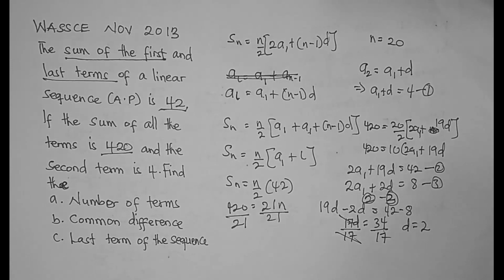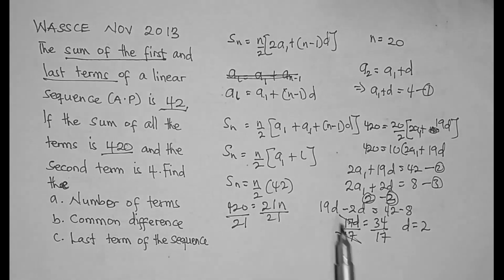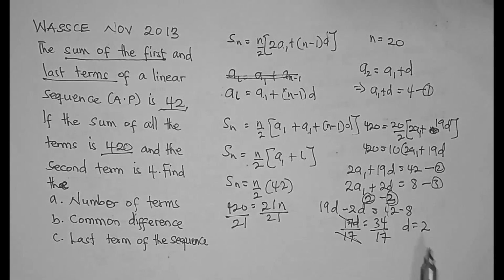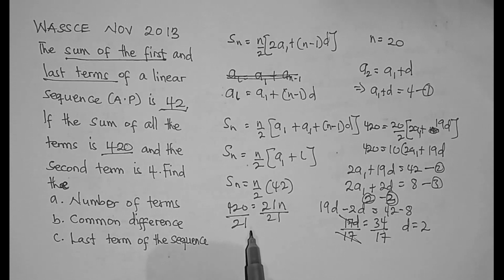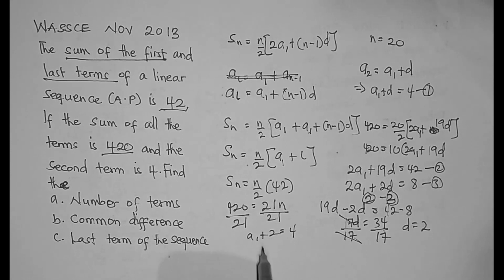Since we found the common difference, we can put the value of d into equation 1 and find a1. So a1 plus d, which is 2, is equal to 4. So a1 equals 4 minus 2, which is equal to 2. So the first term is 2, and the common difference is also 2.